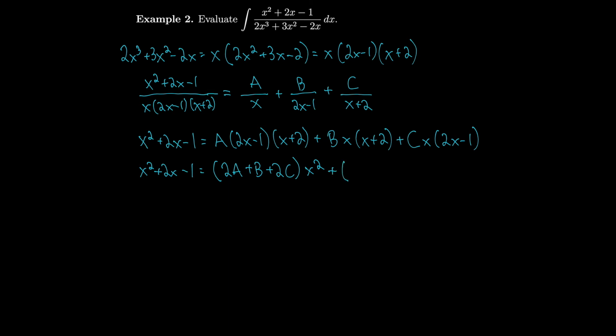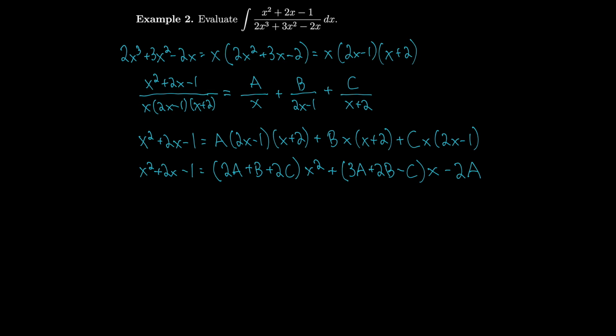I can see that there's going to be 3a x terms, and there's going to be 2b x terms, and minus c. So I factor out that x. And then I look at all the constant terms, and it's just minus 2a.